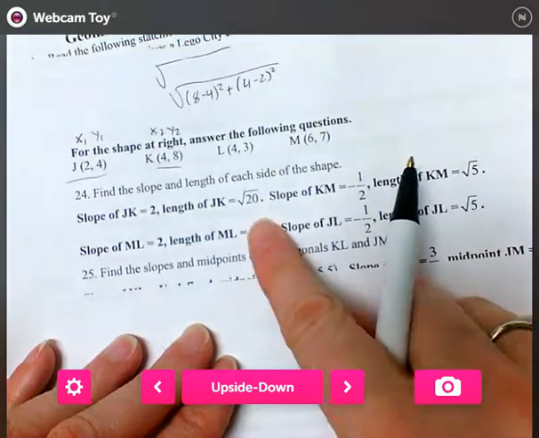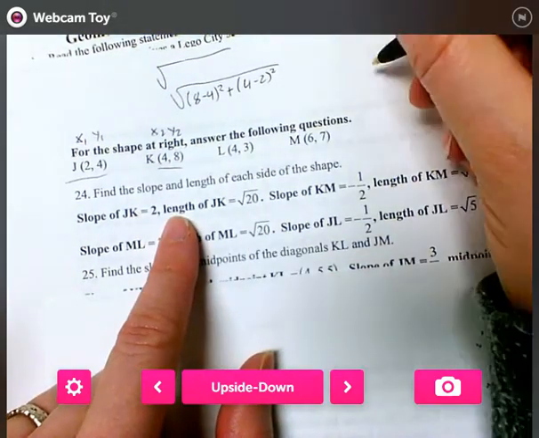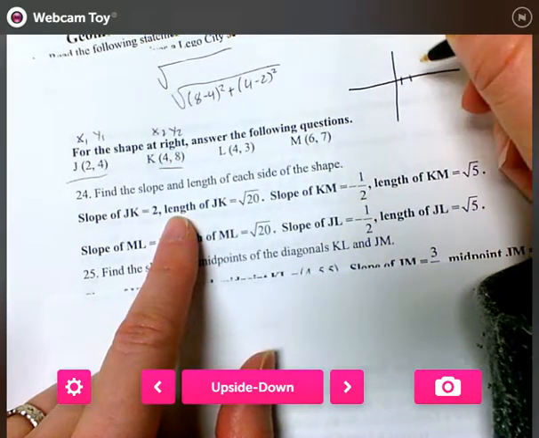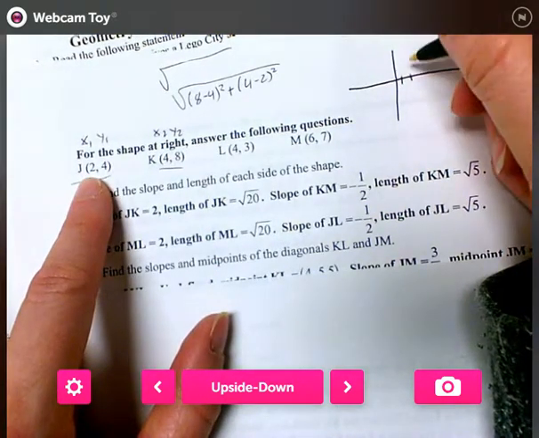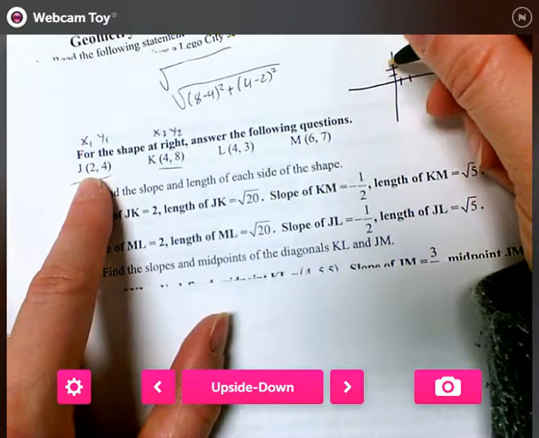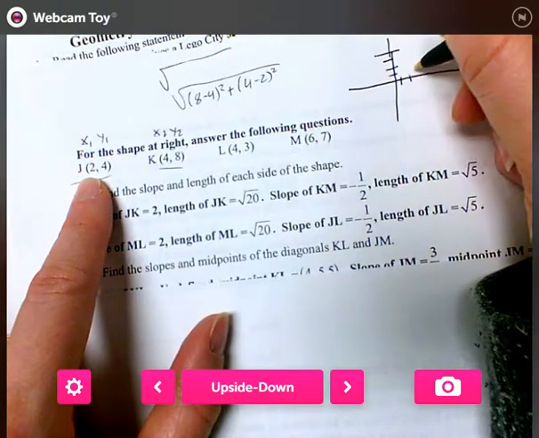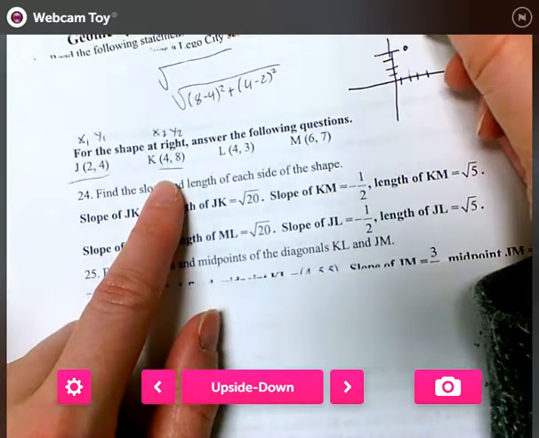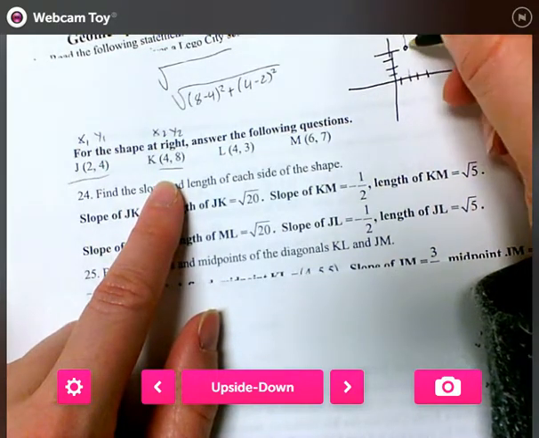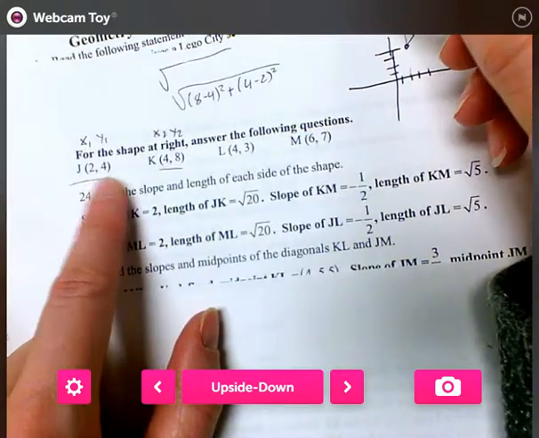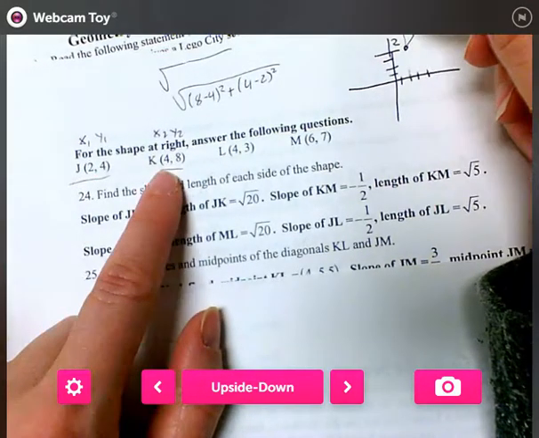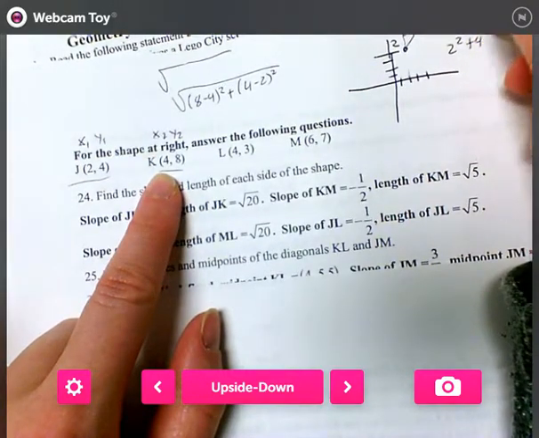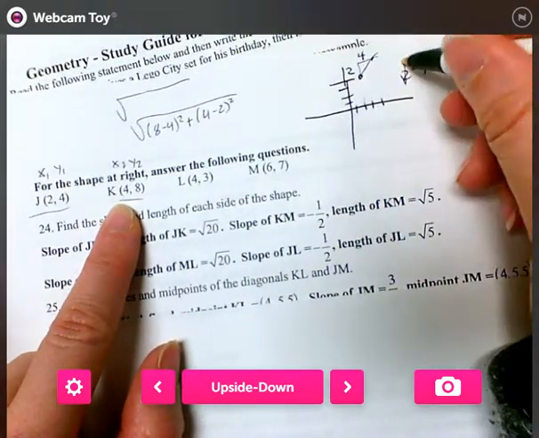Okay? Or you can literally look, if you want to graph these instead, on a coordinate plane, I'm just going to graph J and K. If J is 2, 1, 2, 3, 4, right, and K is 4, 8, you're going up and over, okay? From 2 to 4, I'm going to go up 2. From 4 to 8, I'm going to go over 4, okay? 2 squared plus 4 squared. Make sure you square root it.